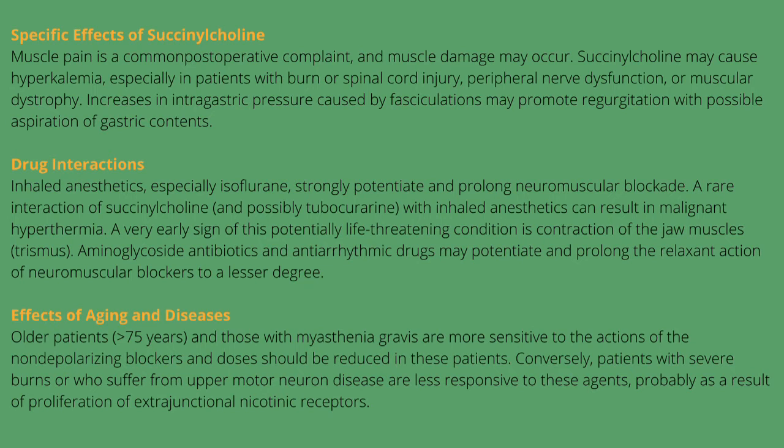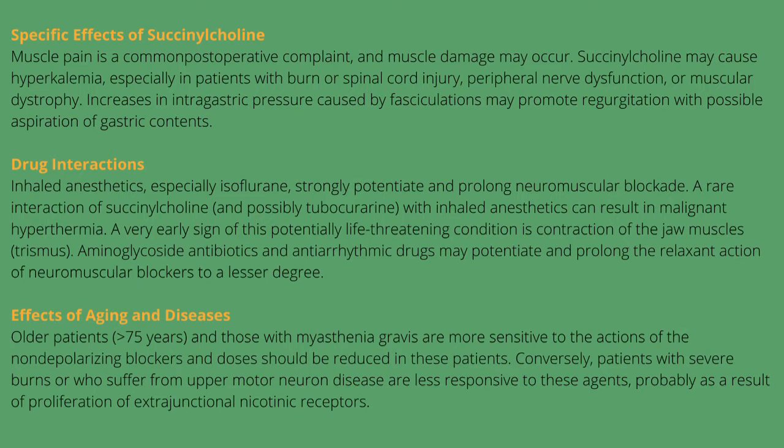Here are the specific effects of succinylcholine. Muscle pain is a common post-operative complaint and muscle damage may occur. Succinylcholine may cause hyperkalemia, especially in patients with burn, spinal cord injury, peripheral nerve dysfunction, or muscular dystrophy. Increases in intragastric pressure caused by fasciculations may promote regurgitation with possible aspiration of gastric contents.